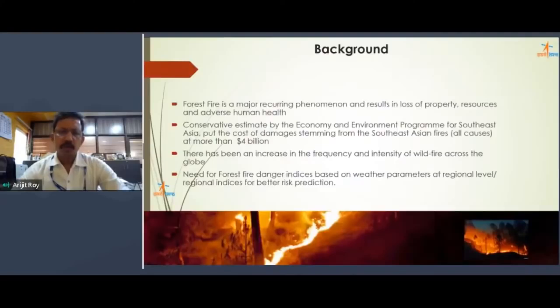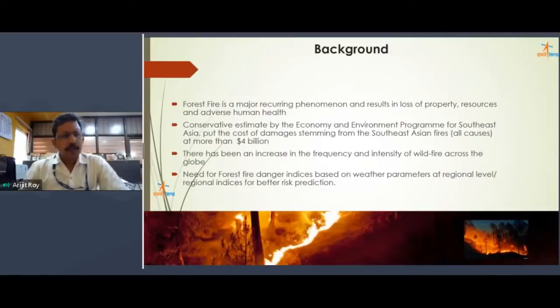So, when we talk about forest fire, I think most of us are aware of it. It's a major recurrent phenomenon which results in loss of property and resources and also causes adverse human health effects. A conservative estimate by the Economy and Environment Program of Southeast Asia pegs the cost of damage stemming from the Asian wildfires in 1 year at more than $4 billion US.